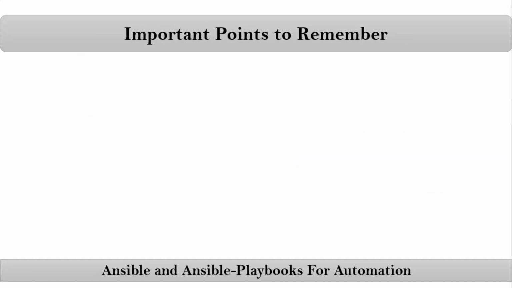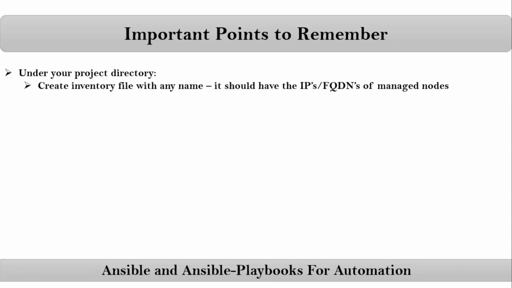So finally, you have to remember these points under your project directory. Create an inventory file. The inventory file name, you can take anything, but it should have the information about your managed nodes. That means IPs or FQDNs. Then create the ansible.cfg file. And in that, as of now, we added defaults like the inventory file path and host_key_checking equals to false. But going forward, we will add more values into it step by step so that you will get more clarity on ansible.cfg.